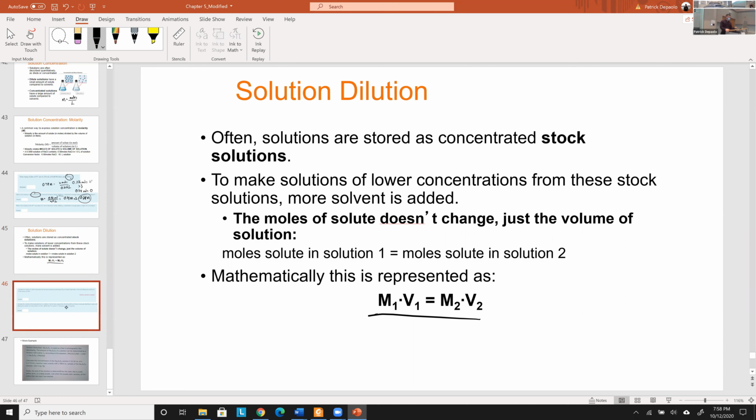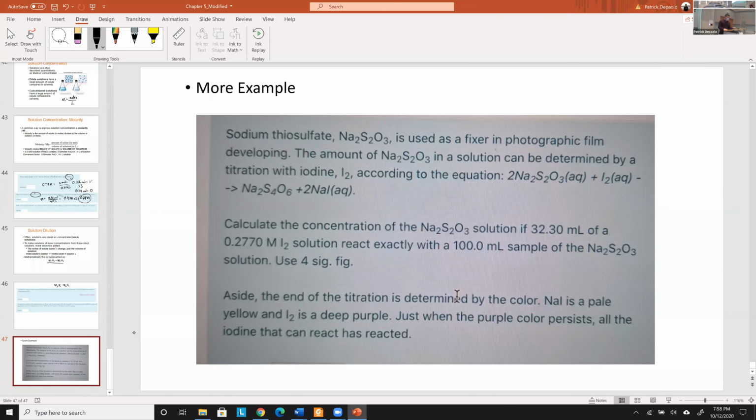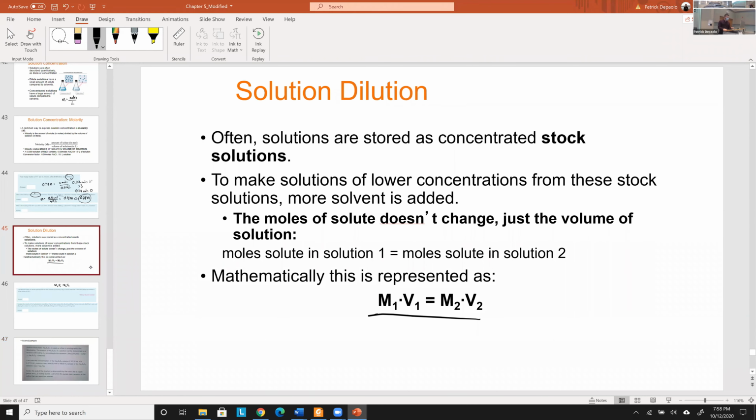So we'll do an example. We'll do one example. M1V1 equals M2V2. Calculate the molarity of calcium hydroxide. Oh, that's another molarity one. Whoops. Next one. Nope, that's another one. What's this? Nope, that's too long. I want to read it. All right. So we'll come up with one.